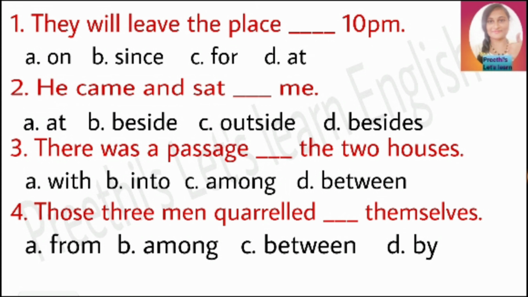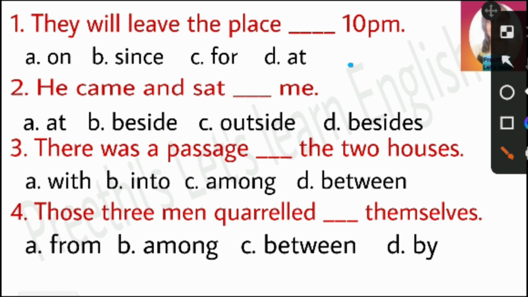They will leave the place blank 10 pm. The options are on, since, for, at. So we have to keep in mind that whenever we are talking about time, we have to use the preposition at. So always use at plus time. Okay. So now the correct answer is option D, at.